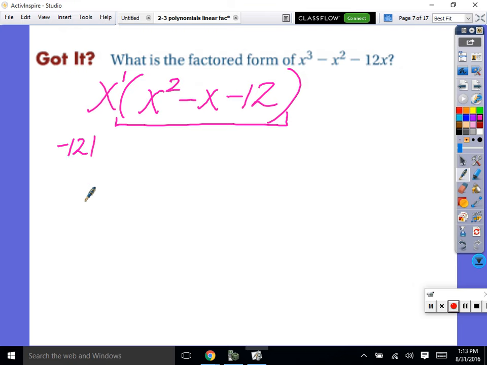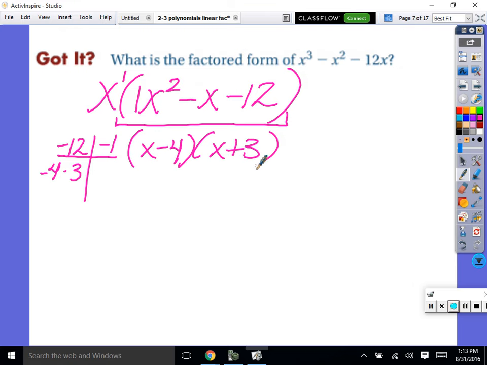We'll multiply to be negative 12 and add up to be negative 1. 4 times 3, negative 4, positive 3. We can quick factor this because this is a 1. So x minus 4 times x plus 3. So we would say x times x minus 4 times x plus 3. The reason we know we're done is they're all linear factors. We're done. That's it. There's our answer.